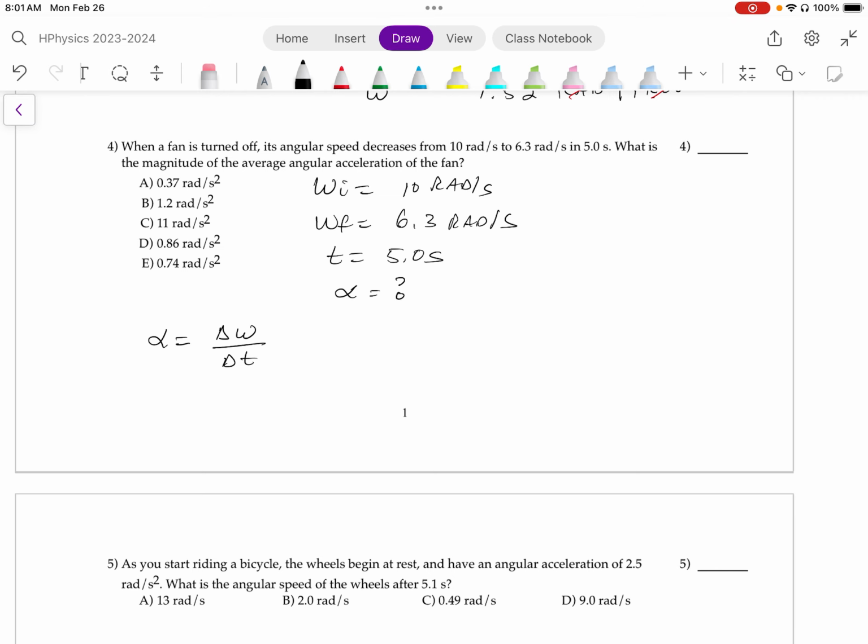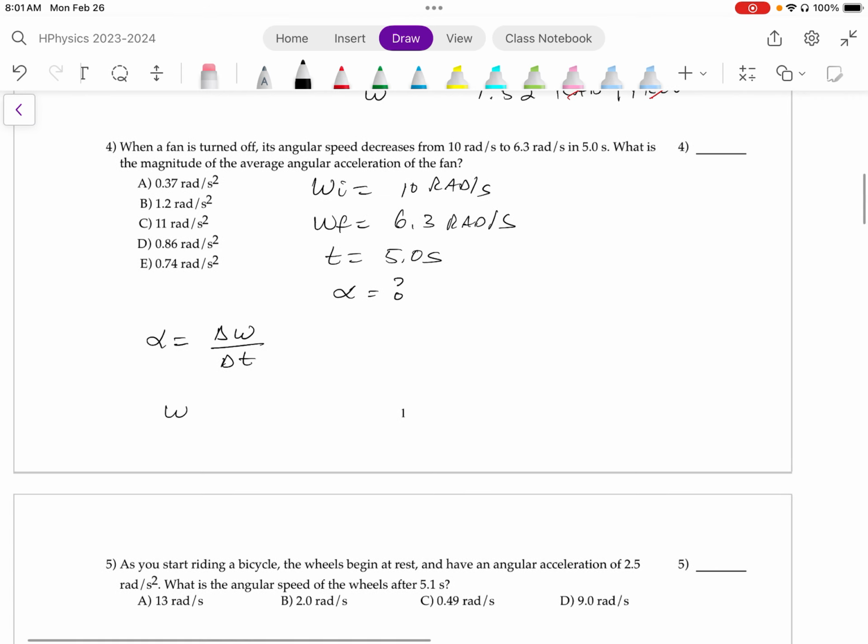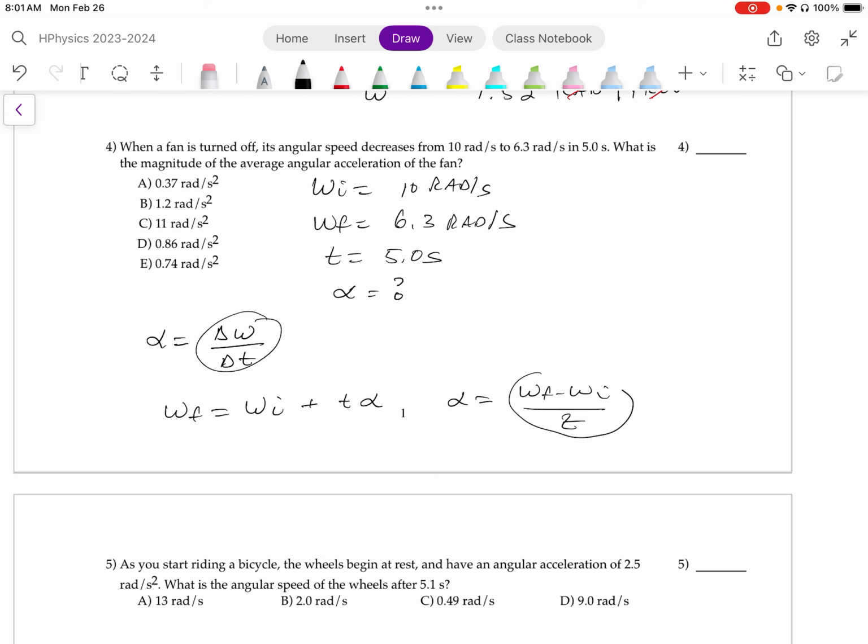But it's also, in fact, that the angular speed final equals the angular speed initial plus the time times the angular acceleration. If I rearrange that equation, I will get final minus initial over time. Those two equations are the same. In fact, that's where that first kinematic equation came from. So I'll go ahead and put in final minus initial.